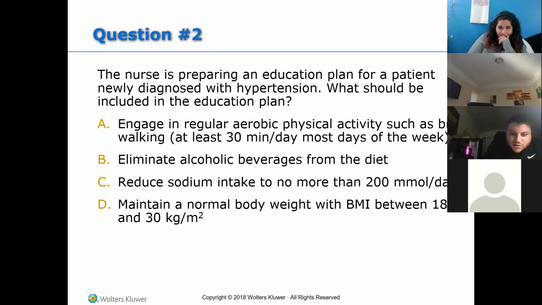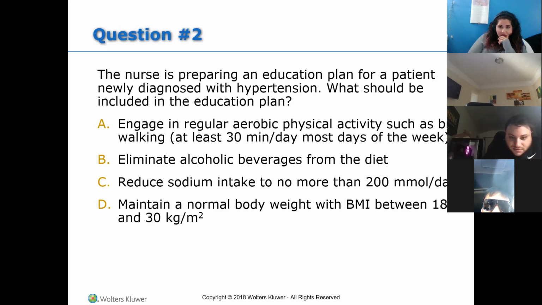No more than 200 moles per day. It's 2 grams per day. So what is a mole compared to a gram? I have no idea. Normal body weight with BMI between 18 and 30. 30 is overweight. Between is okay. I can look at the answer to this. So it's either D or it's B. Well, what happened to A?